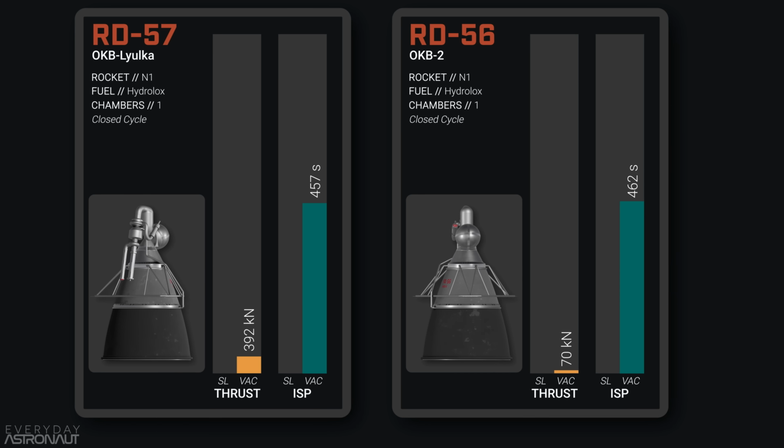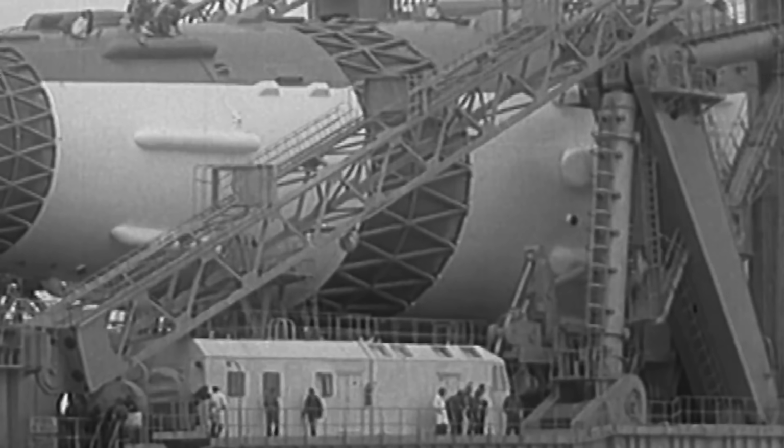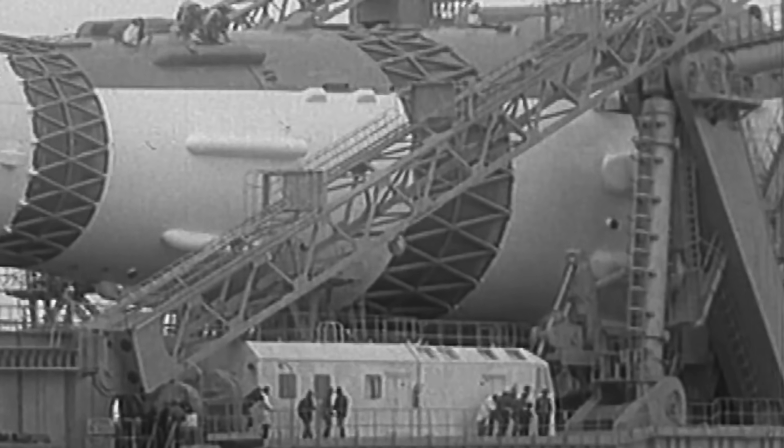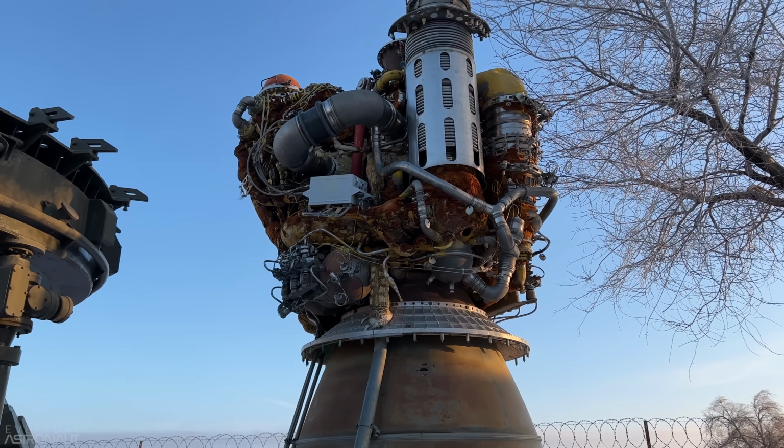So the RS-25 was the United States' first closed-cycle engine, but it wasn't the only fuel-rich engine developed. The Soviets also made the RD-56 and RD-57, which were both fuel-rich stage combustion hydrolox engines developed for an upgraded N1 variant. They also made the RD-0120, which was at the heart of the Energia rocket. It's the most powerful single-chambered rocket engine the Soviet Union ever flew.